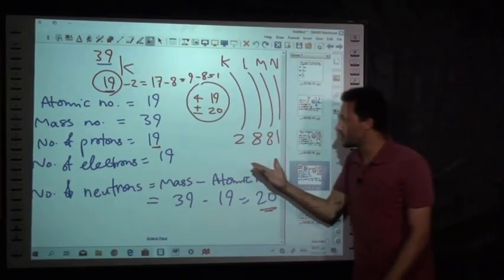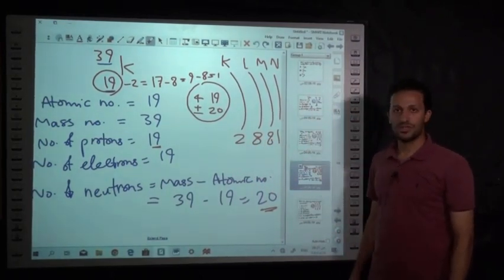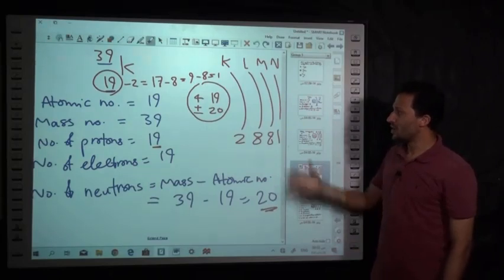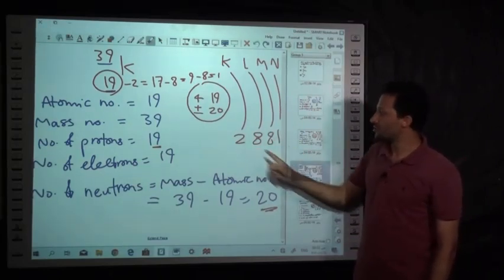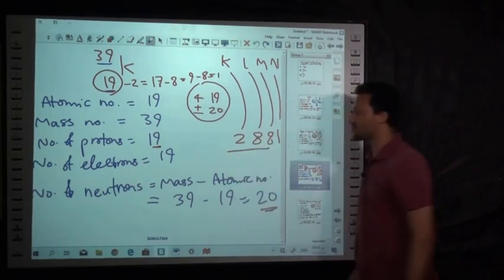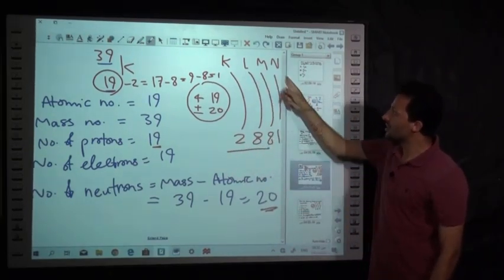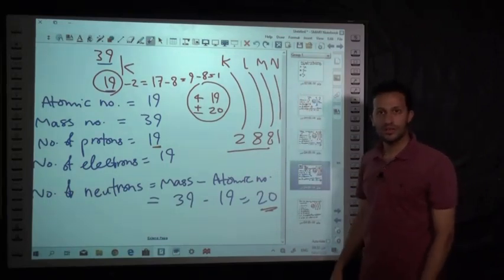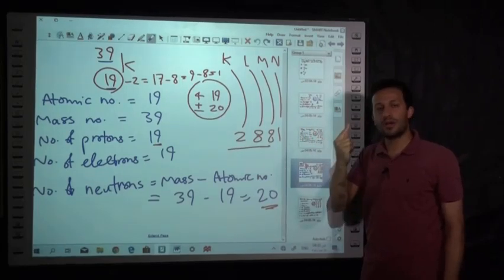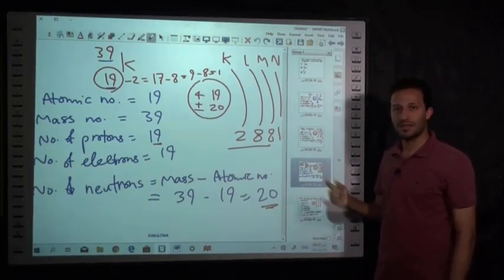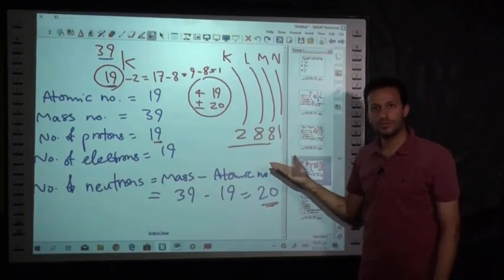So the electronic configuration of potassium is 2, 8, 8, 1 in 4 energy levels. So the number of energy levels saturated with electrons in potassium is just 3 energy levels, 2, 8, 8, K, L, M. But the last energy level is not saturated by electrons, it just has 1 electron. So is potassium active or not? Active.